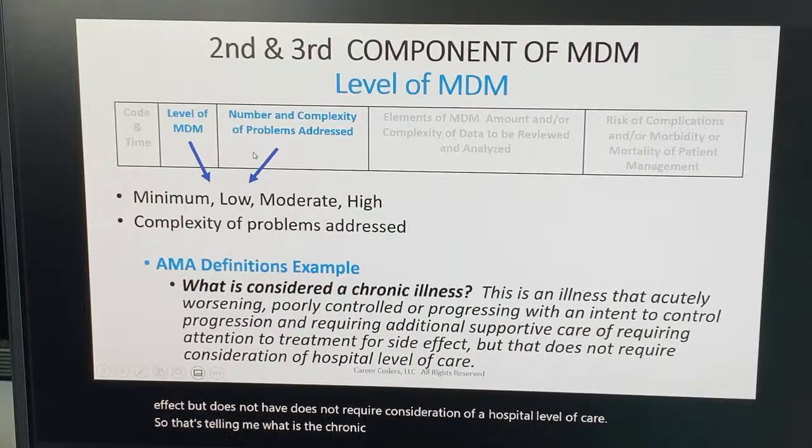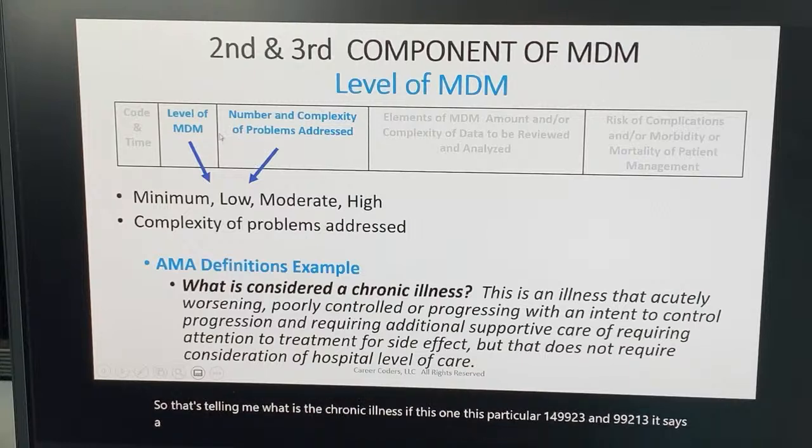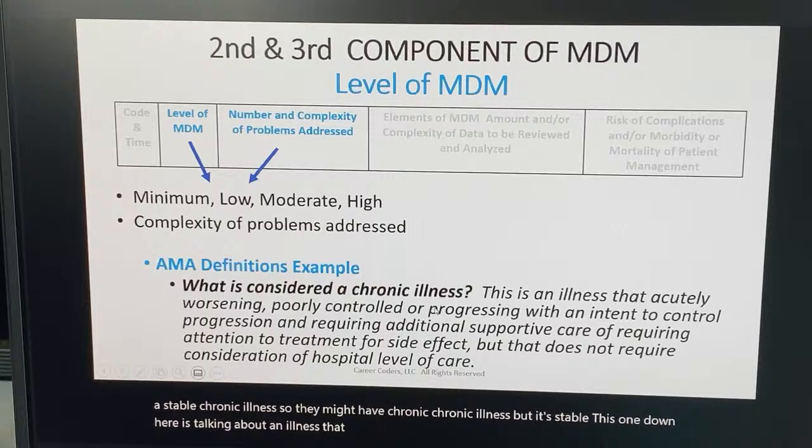If this particular one for 99203 and 99213 says a stable chronic illness, they might have a chronic illness, but it's stable. This one down here is talking about an illness that is worsening or poorly controlled. So again, looking up that information really helps you to understand what they're talking about in this complexity of problems.